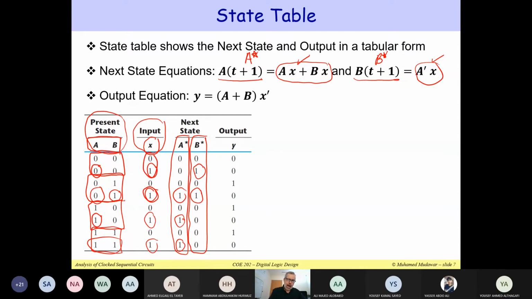You can also evaluate Y. Notice that Y also depends on A and B and X. So it's A or B and X prime. So A or B must be equal to 1 and X must be equal to 0.